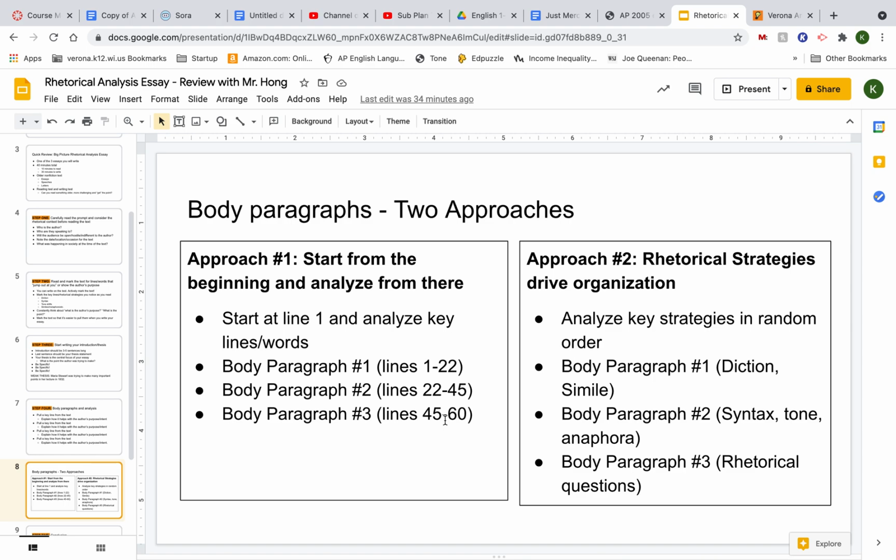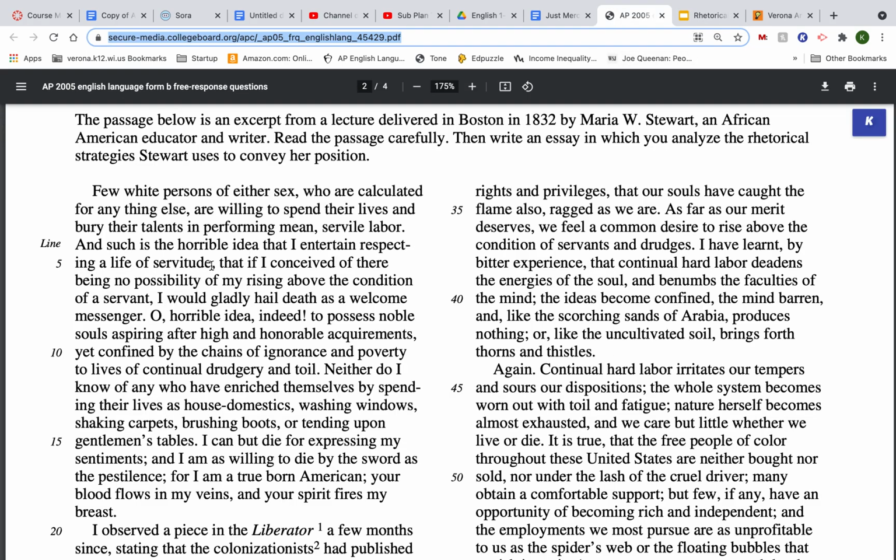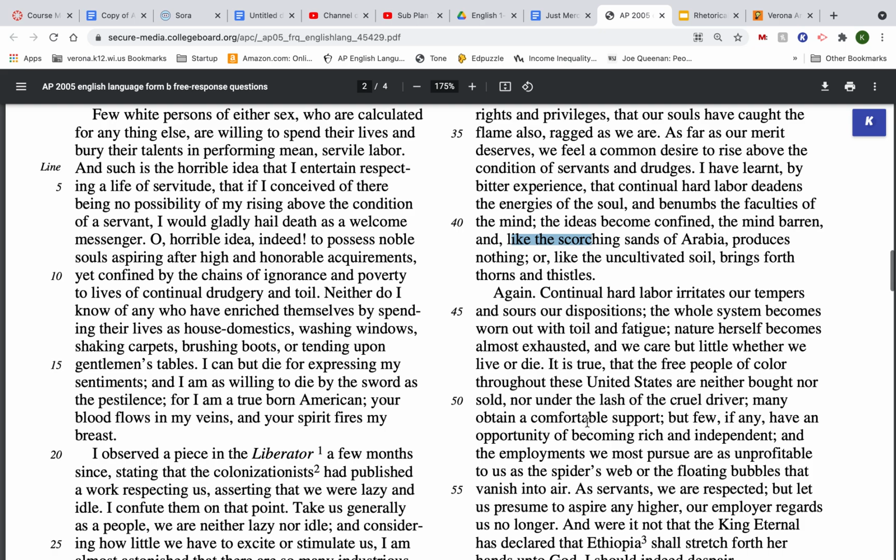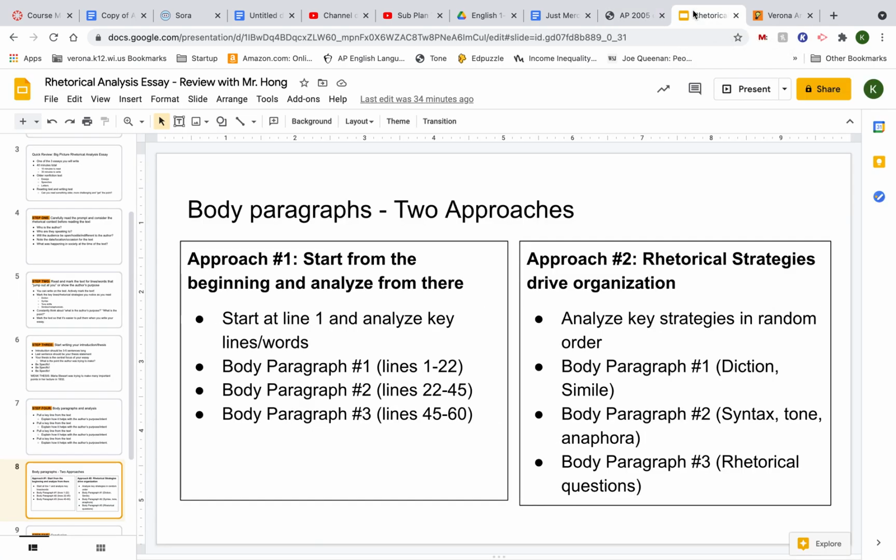So let's say that you find something cool like a diction and simile. Okay, so there's diction here at the very beginning, and then there's a simile here that you want to analyze, and then another diction here, and then another diction here. All right, so it's kind of all over the place, but you're going to use that in body paragraph 1. All right, so that's another approach to do it.